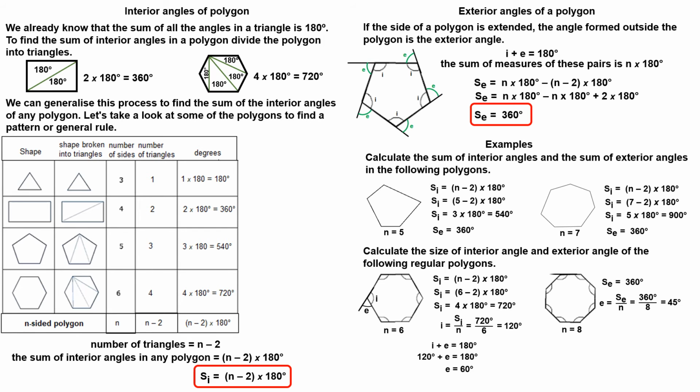Interior angle and exterior angle are angles on a line. So the interior and exterior angle add up to 180 degrees. Change exterior angle by 45 degrees and calculate the interior angle. The interior angle of the regular octagon is 135 degrees. Now it is your turn.